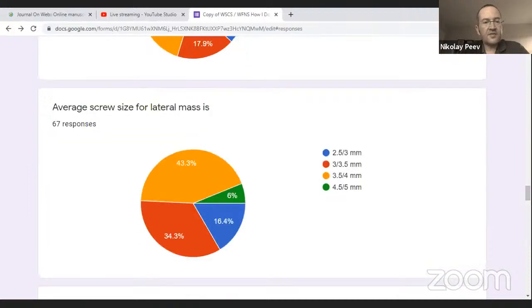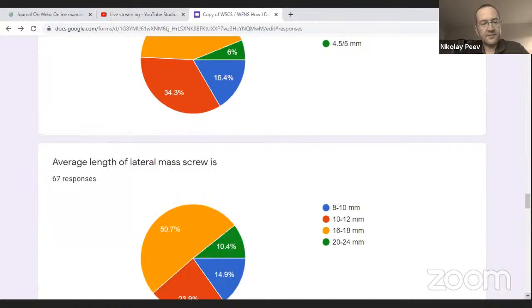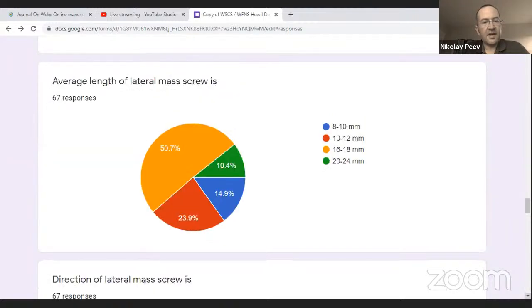Average screw size for lateral mass is, basically, the diameter. Okay, 3.5 to 4 millimeters. Most of the participants have got it right. Average length of lateral mass screw is, so 50% are responding 16 to 18. Yes, this is a good answer.